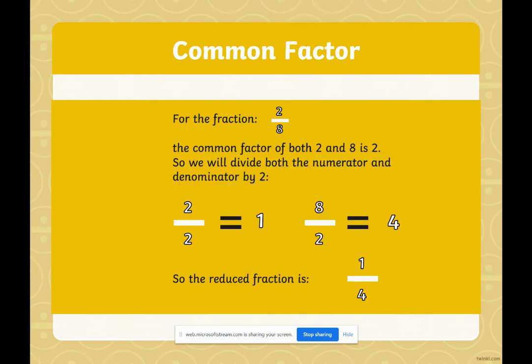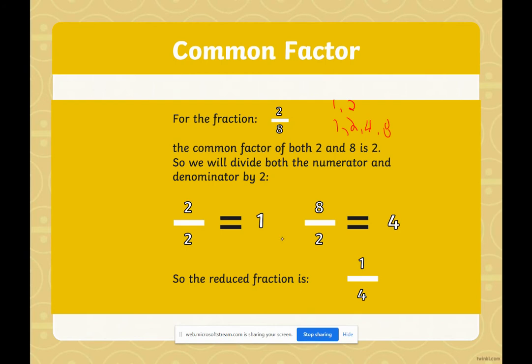So for 2 and 8, the common factor for both 2 and 8 is 2. We checked our factor list, 1, 2 and 1, 2, 4, 8. And we determined that 2 is the best factor to go with. It's also the largest common factor. That's a good strategy to be using. Okay, so we divide the numerator. So 2 divided by 2 is 1. 8 divided by 2 is 4.